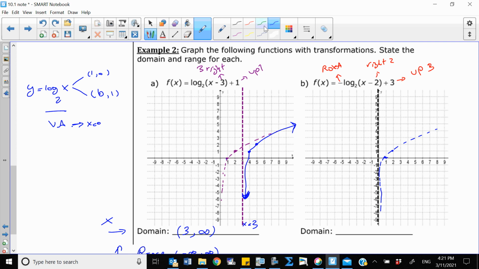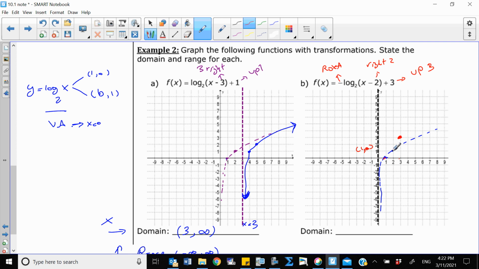Now, what is happening to my parent function? First of all, we have a reflection over x-axis. So these 2 points are going to be reflected over x-axis. That means the y values will be negative. So this point was 1 and 0. If I make the 0, which is the y value, negative, it's still the same thing. So it's here. Then I move it right 2 and up 3. So the point is going to be here.